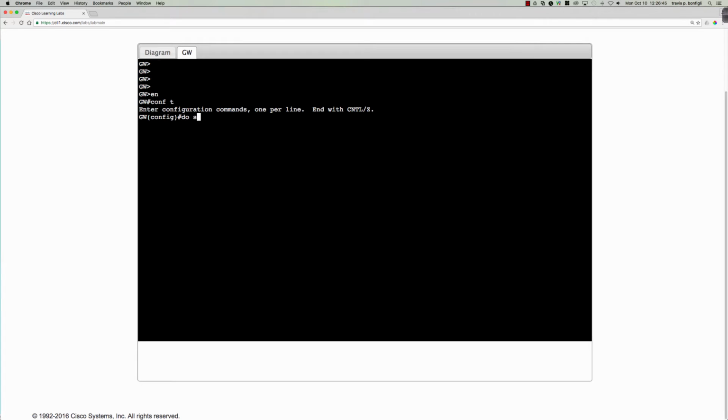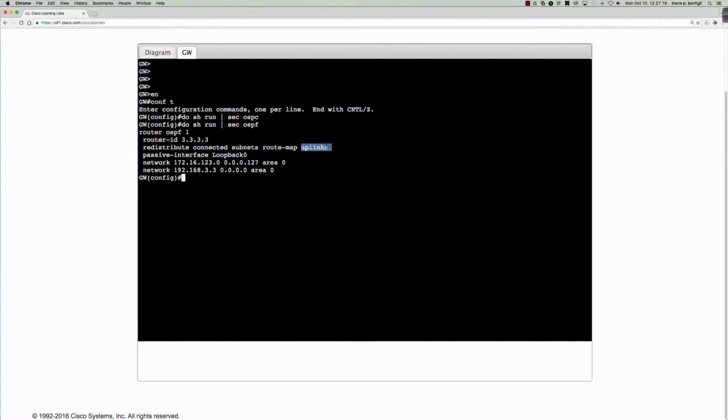We'll go into Global Config, do show run section OSPF. All right, so you can see that we're already set up. We're actually doing some redistribution of connected networks and subnets. Remember, that subnets command's critical. We need that in there so that we can redistribute classless connected networks, right? Without that subnets command, we would only be advertising classful subnets. And then we've got our route map named uplinks. We've got our passive interface on loopback 0, our two network statements.